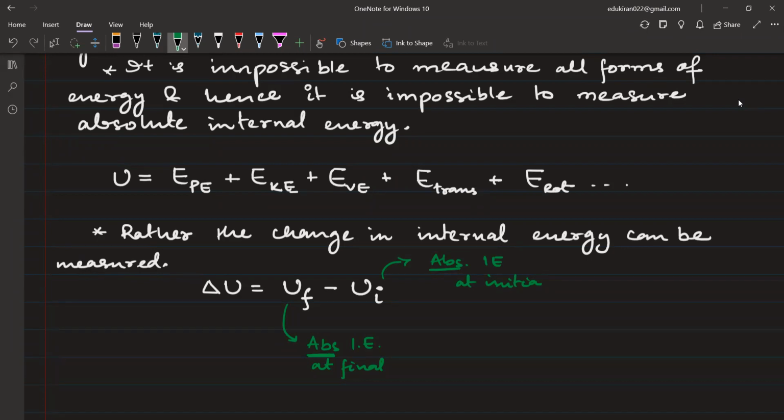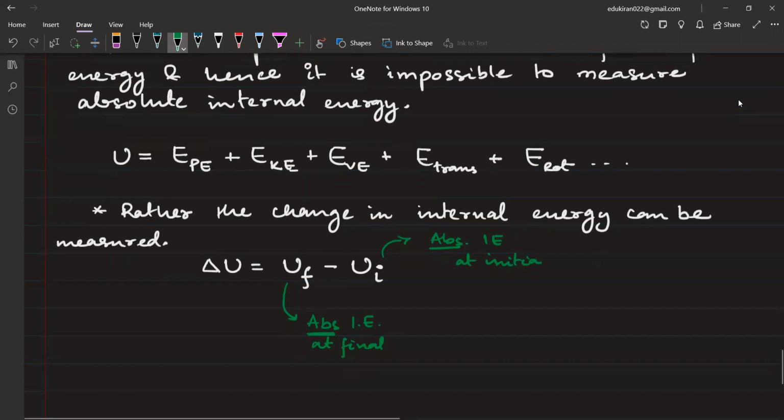This is a definition. Please remember this. This is not... ये आपको internal energy आपको निकालना होगा, आप ये इसको use ही नहीं कीजिएगा. You are not going to use it. Final minus initial. Delta U is equal to internal energy final minus internal energy initial.